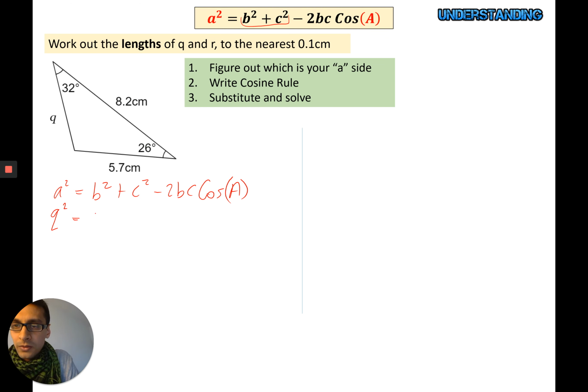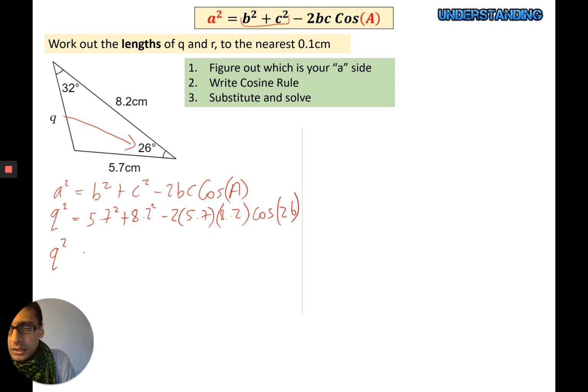So it's going to be 5.7 squared plus 8.2 squared minus 2 times 5.7 times 8.2. I'm going to put them in brackets, it's just a bit neater, times cosine. Now your A is your Q there, so your angle A will have to be cos 26, not 32 like there. So then you get Q squared equals this, and you're going to put that in a calculator.